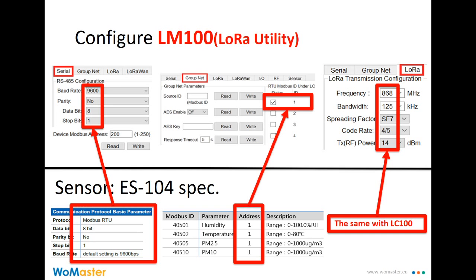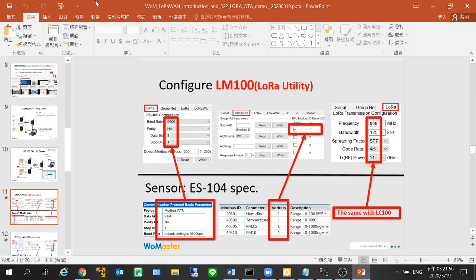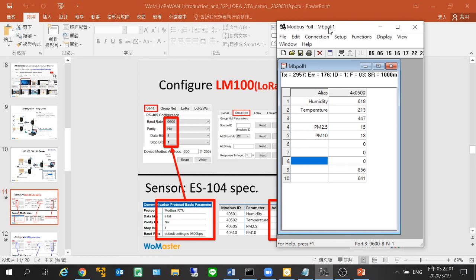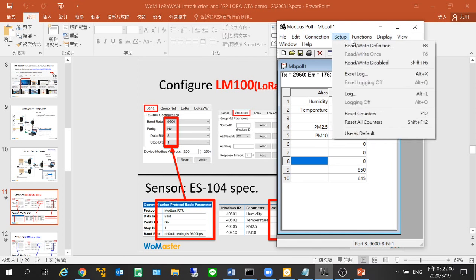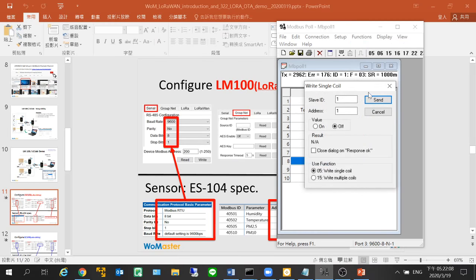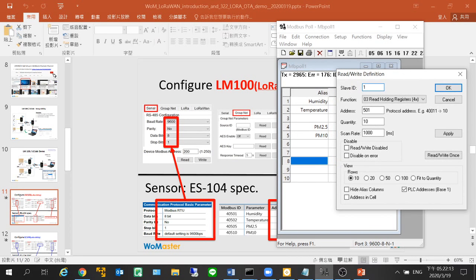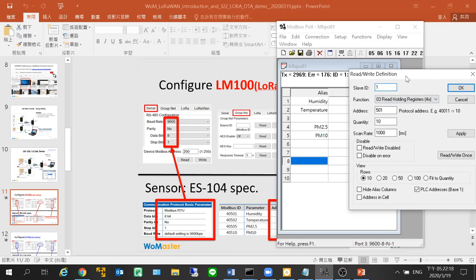Now in today's webinar we are going to demo the Modbus Poll utility to collect the data from the sensor. You can see we already opened Modbus Poll. Okay, so we connect and you can see our setting. Our slave ID is 1 and our function code is 03, and according to the spec of the sensor, the address is from 501 to 505.